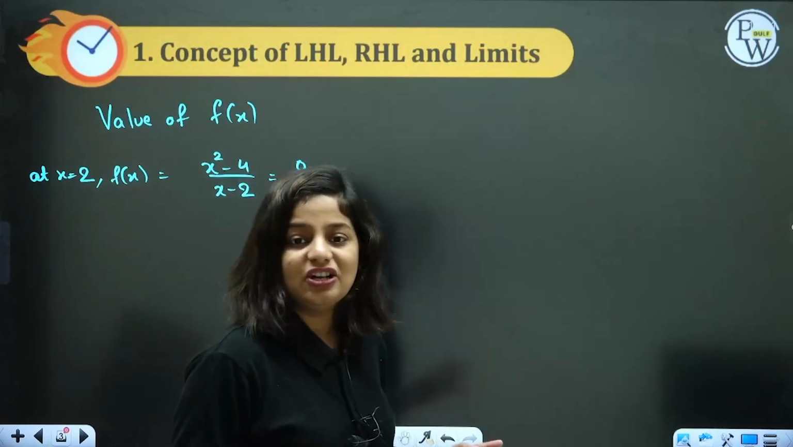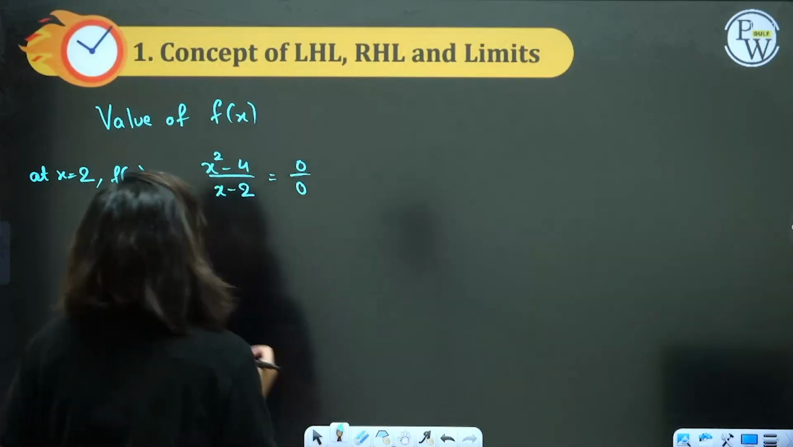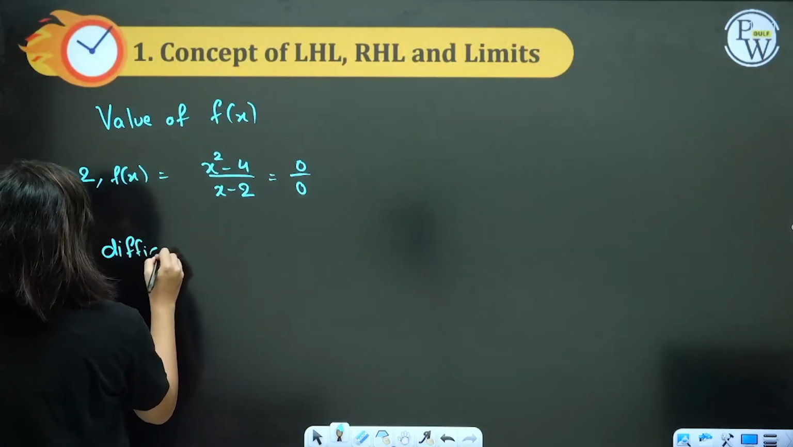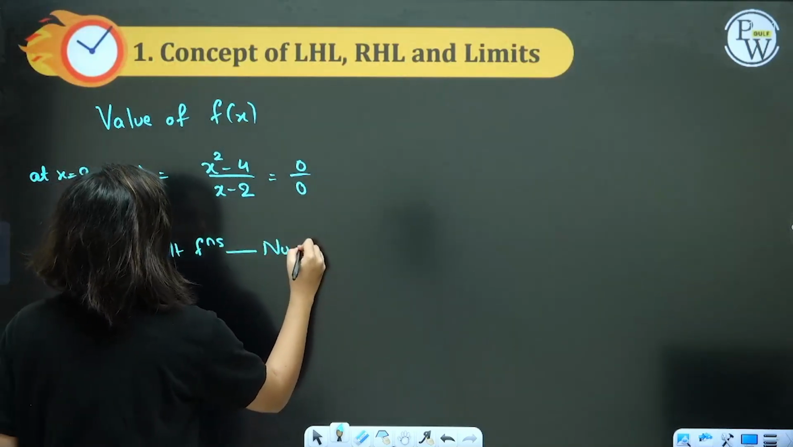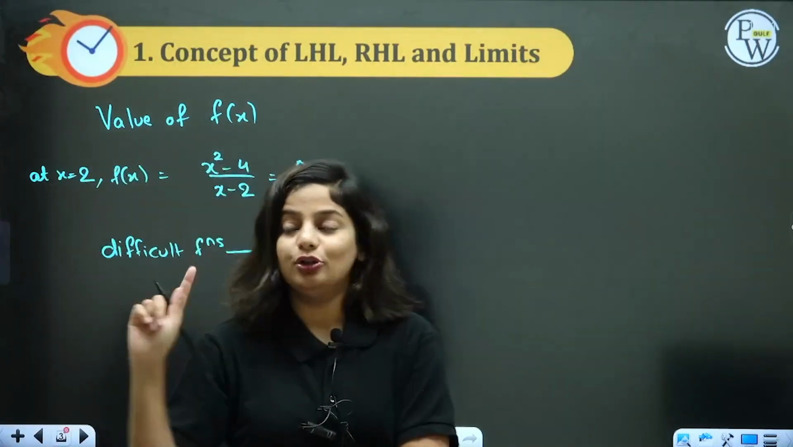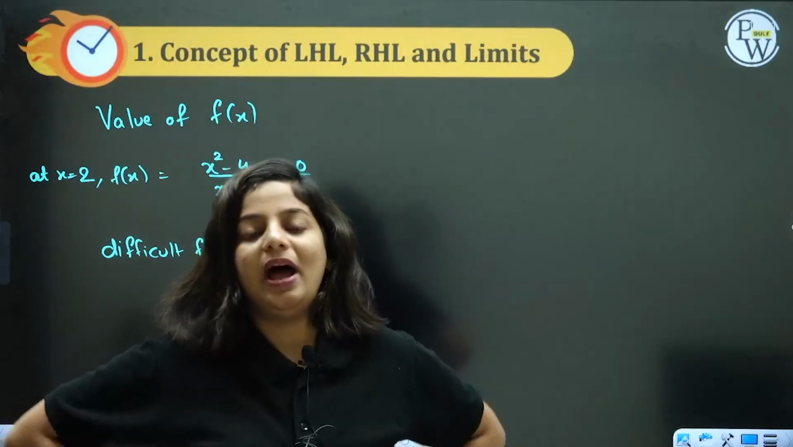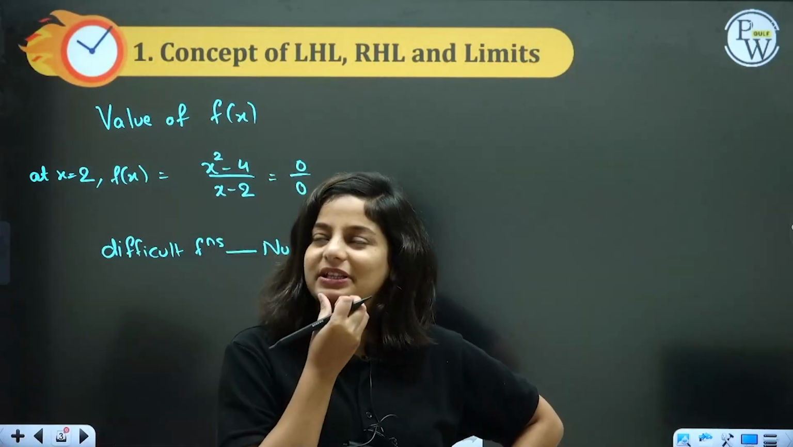So people were not able to find value of some functions. Let's call this function as difficult functions. They were very difficult, dreadful. Difficult functions, they were not able to calculate. So then that was the problem. Now this is the problem, guys. Because people were not able to find value of functions at certain points, they thought what could be the solution.